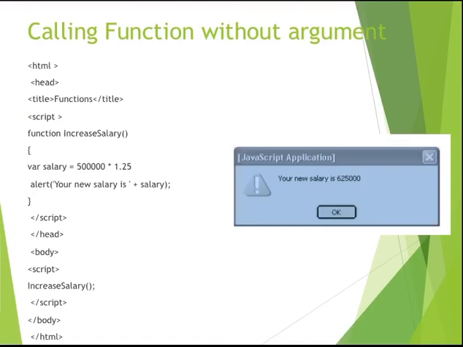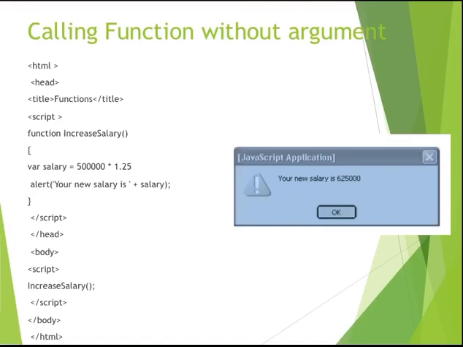Now you have already written the function, you just have not called it. The function calling part will be done in the body tag. So now open the body tag, then open the script tag. Since this is a function without arguments, you will directly call the function here. Write the name of the function, that is increaseSalary, then open and close brackets and give a semicolon. This is the syntax for calling a function. Then close the script tag, close the body tag, and close the HTML tag.